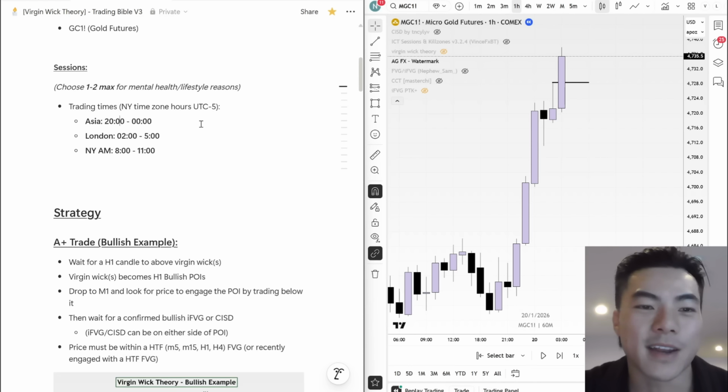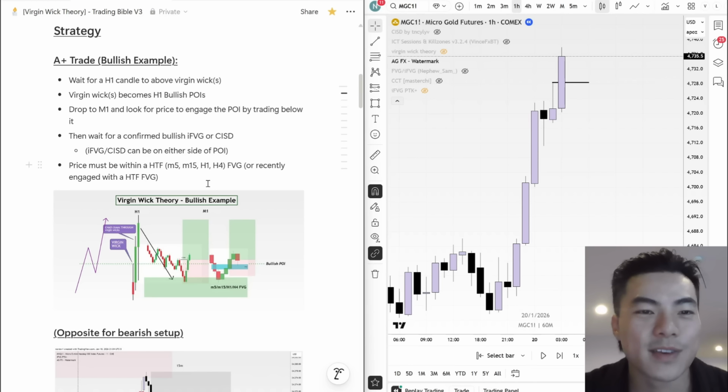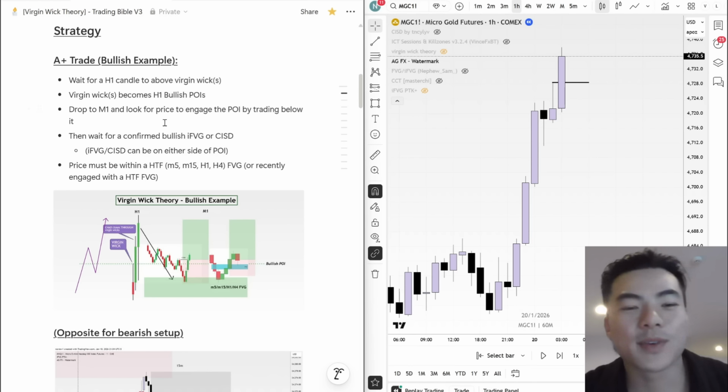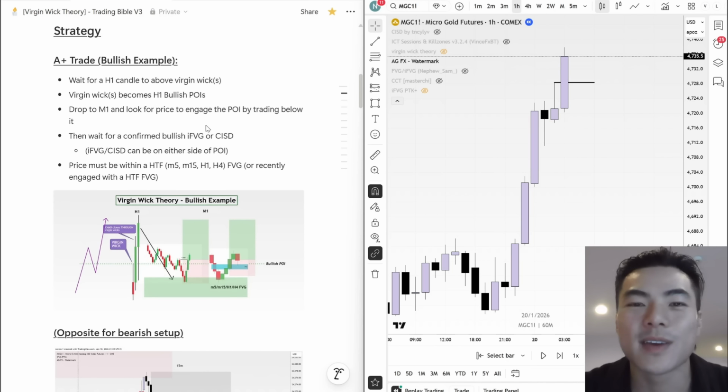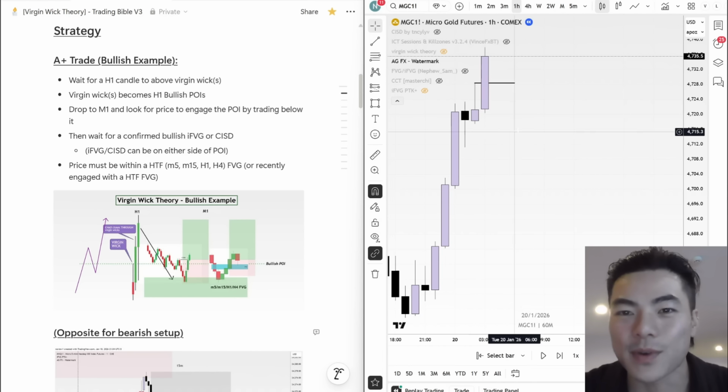But here's a written version of the strategy. So wait for the hourly candle. Actually, I've got my chart up here because we'll go through an example while looking at the Bible, just so we can see how it plays out. I think that would be helpful. So, okay, let's go to this example.